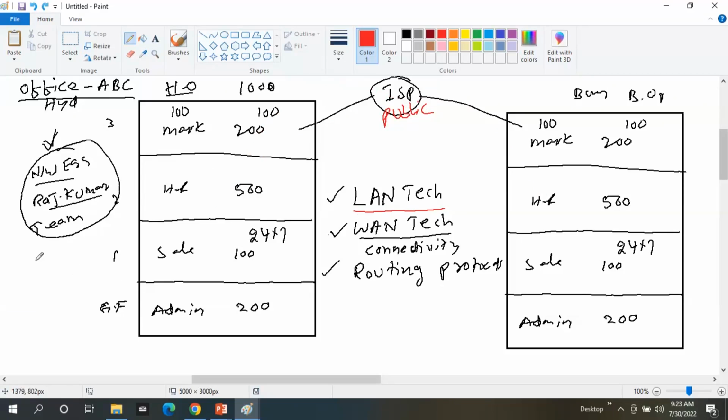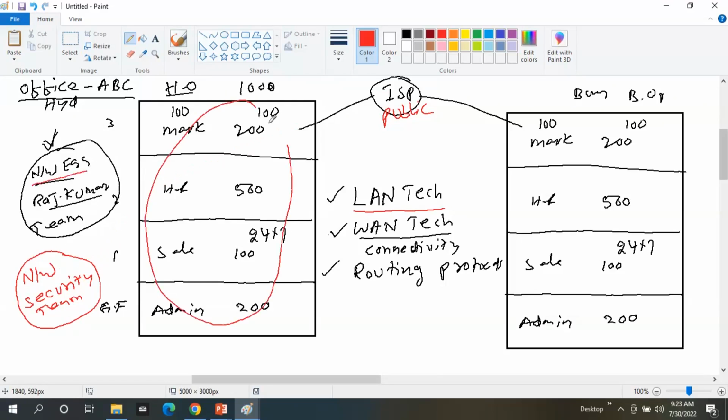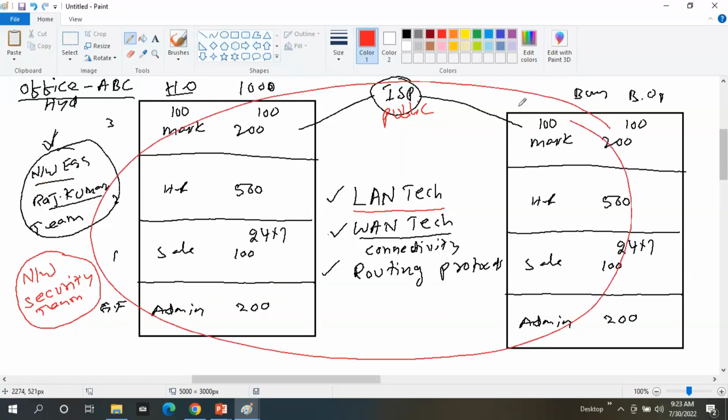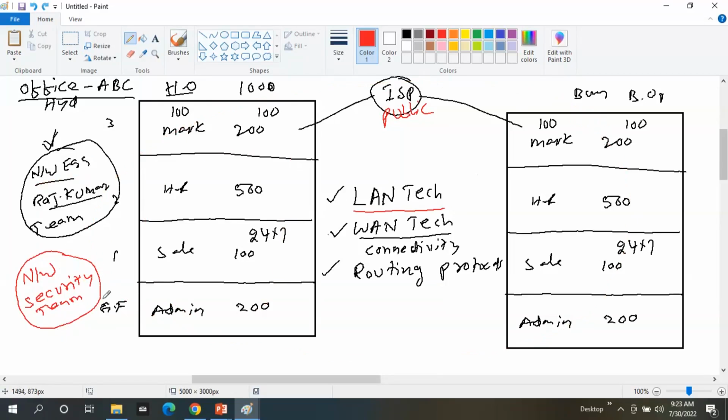For that purpose, there is a dedicated, different team, that is the network security team, which will implement the policies. The network team will manage internal connectivity and communication, and different-site connectivity and communication. The network security team will implement the policies. Means complete control is taken by the network team.